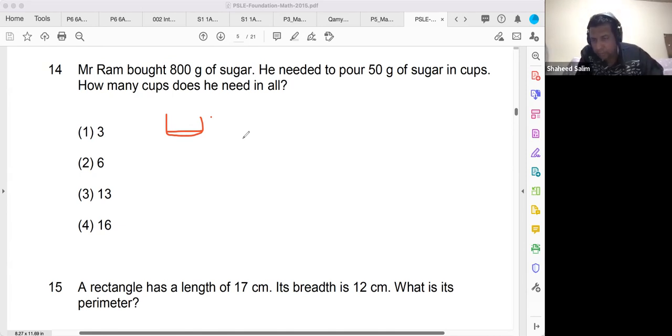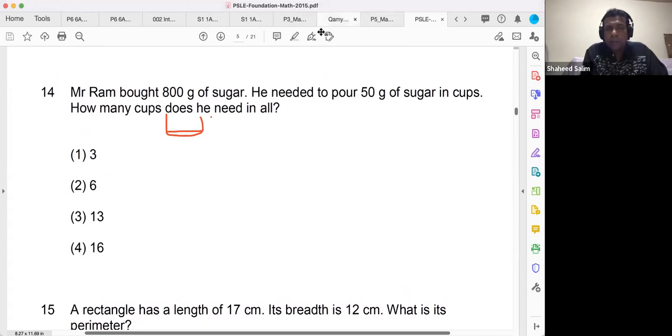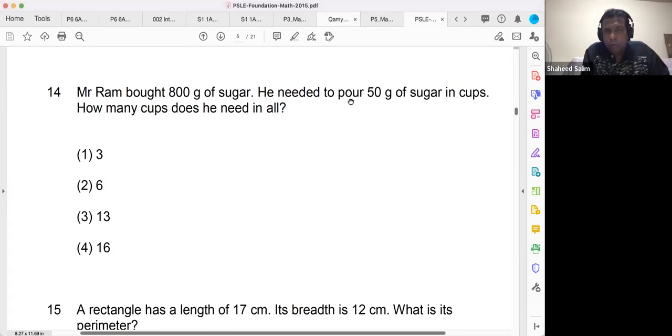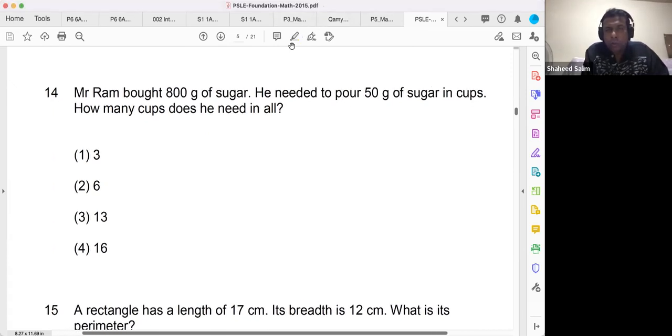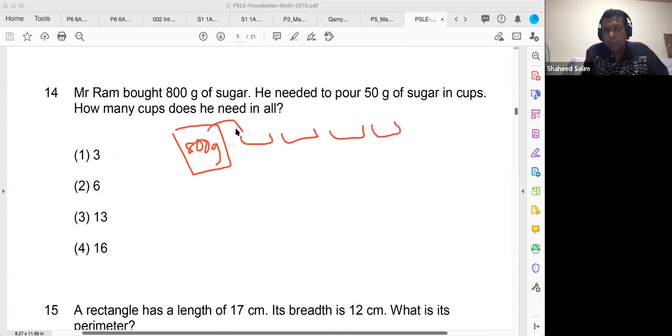You know what to do, right? Now, whenever you see the pattern, what is the pattern? The person needs to pour the sugar into cups. So now you have a packet of sugar, 800. You want to pour into cups, and you want to find out how many cups. When you see something like that, it means it's divide.